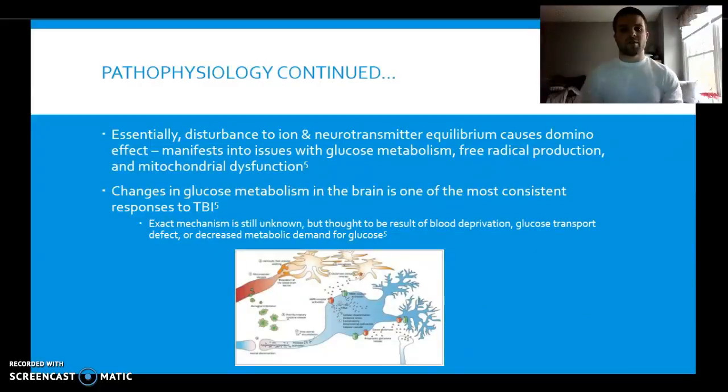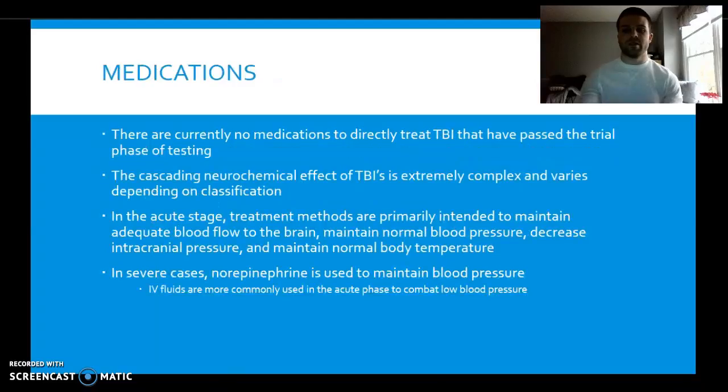A little bit more on the pathophysiology. Essentially, it's a disturbance in the ion neurotransmitter equilibrium. And also there's some changes in glucose metabolism in the brain. And that's one of the hallmark signs from a neurochemical standpoint of a TBI, is that glucose metabolism change. And the exact mechanism is still not known. The illustration at the bottom kind of describes that ion equilibrium imbalance that I was just describing, gives you a more in-depth illustration and look at what's going on there.